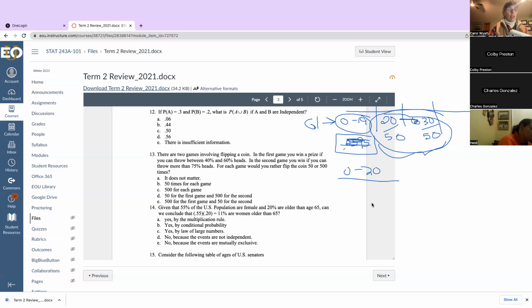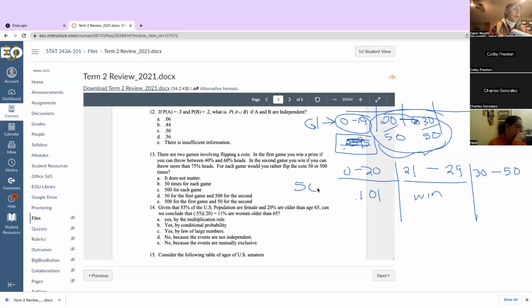That probability is 0.101. So 21 to 29 would win. And then 30 to 50 would lose. This is if I flip 50 times.